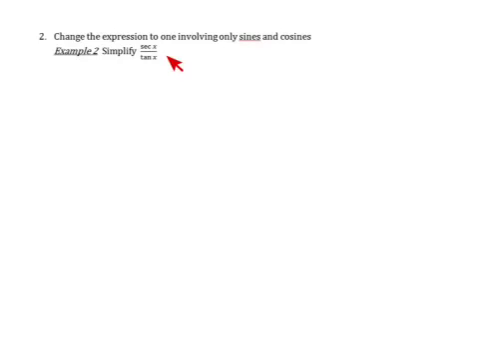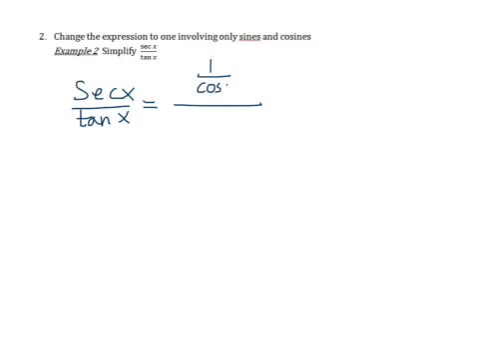Another useful technique is to take an expression and change it into sines and cosines. So here we have the expression secant of x over tangent of x. And if we remember our identities, we have a reciprocal identity. Secant is 1 over cosine of x. And tangent is sine of x over cosine of x. All these other expressions, tangent, cotangent, secant, cosecant, can all be written as sines and cosines. And so a lot of times it's really useful to do that.